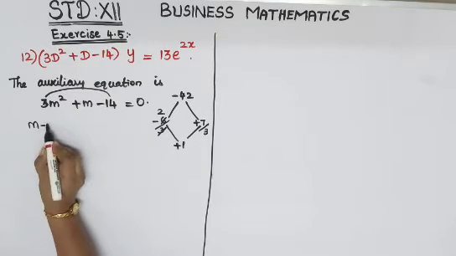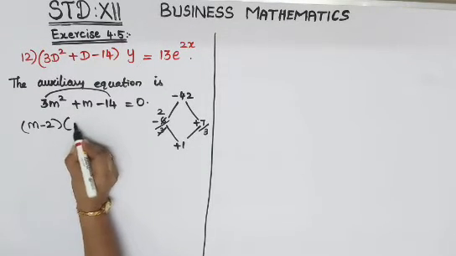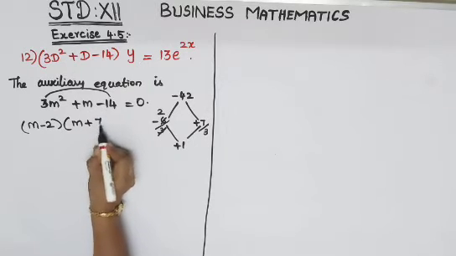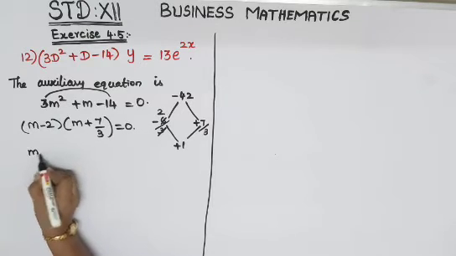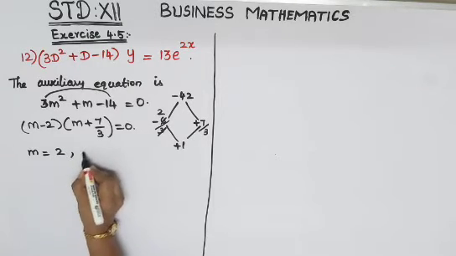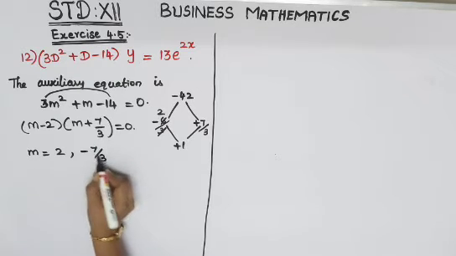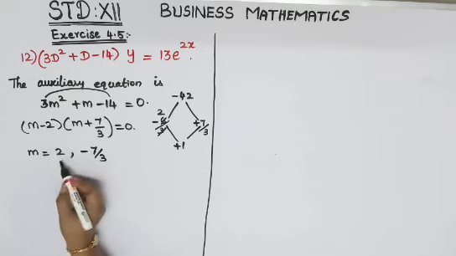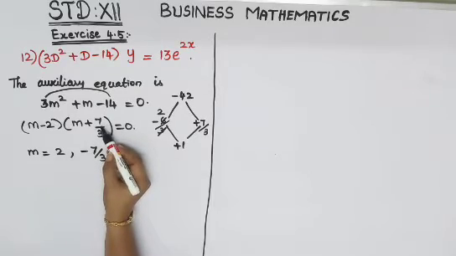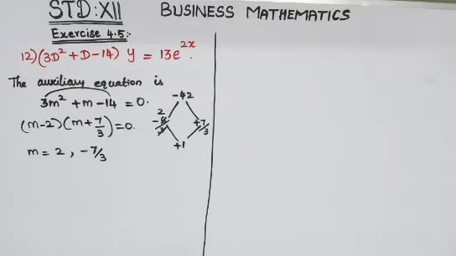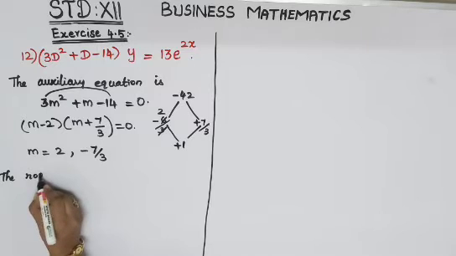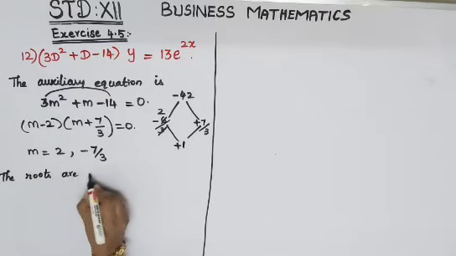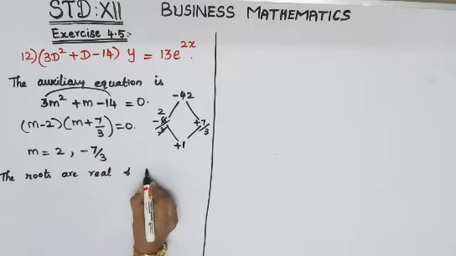So m minus 2 into m plus 7 by 3 is equal to 0. Therefore m is equal to 2 comma minus 7 by 3. Clear? Minus 2 is there, means it will become 2, and plus 7 by 3 is there, so it will become minus 7 by 3. So you got the values of m, m1 and m2 is ready. Therefore we can write the roots are real and different.